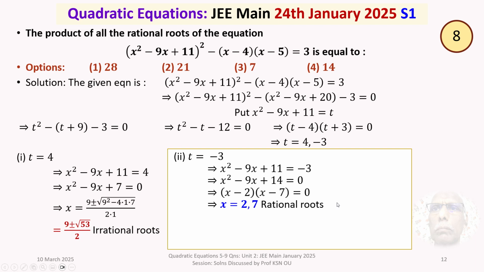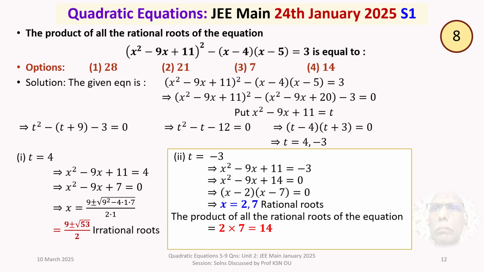And what is to be found out? The product of all rational roots of the equation. The rational roots are 2 and 7 only. The other roots are not rational. Therefore, we are not considering them. The product is 2 into 7. So, the product of all the rational roots of the equation is 2 into 7 is equal to 14. And our answer 14 appears against option 4. Therefore, the answer to this question is option 4. That is the detailed discussion of the solution of this problem.